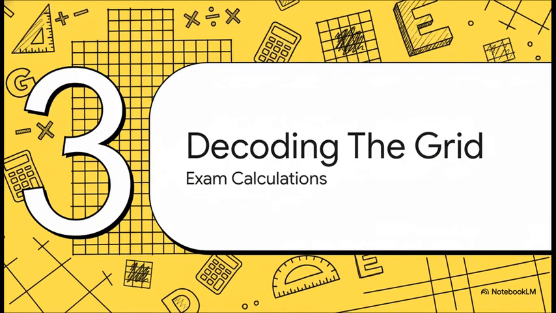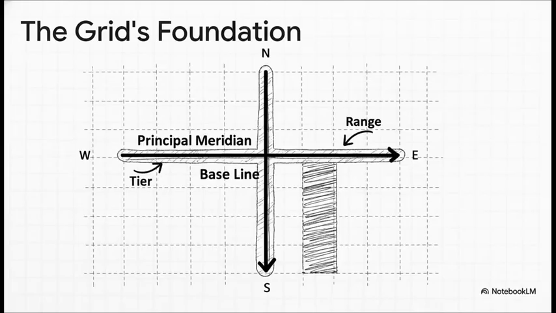Okay, team, I need you to lean in for this next part. We are now entering the math zone, decoding the government grid. I can almost guarantee you are going to see questions from this system on your exam, so let's make sure you're ready for them. The whole system is built on just 2 main lines. You have a main north-south line, that's called the principal meridian, and a main east-west line called the baseline. That's it. From those 2 lines, we draw a grid.